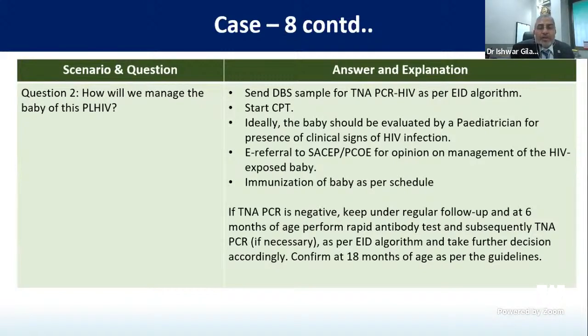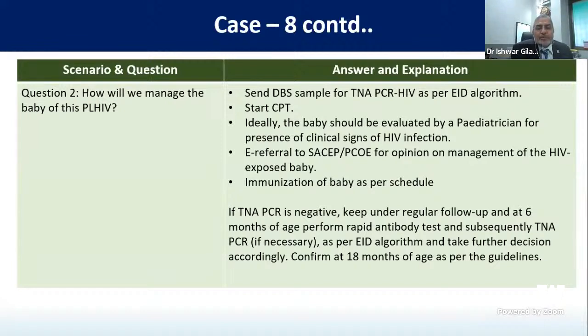Now, in this case, how will you manage the baby of this PLHIV? So, send the dry blood spot sample for DNA PCR HIV, as per EID algorithm. Start CPT, the Cotrimoxazole prevention. Ideally, the baby should be evaluated by a pediatrician for presence of clinical signs of HIV infection. E-referral to SACEP, I don't think e-referral will continue forever because of COVID scenario.